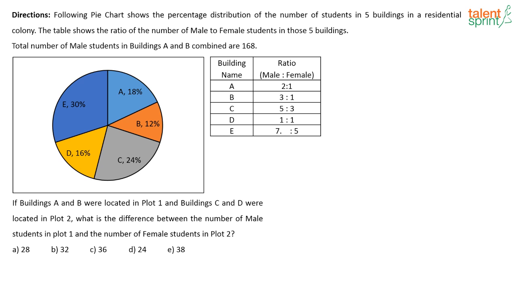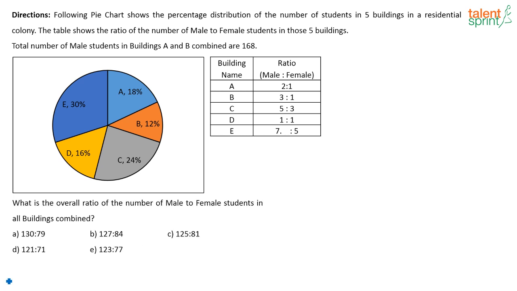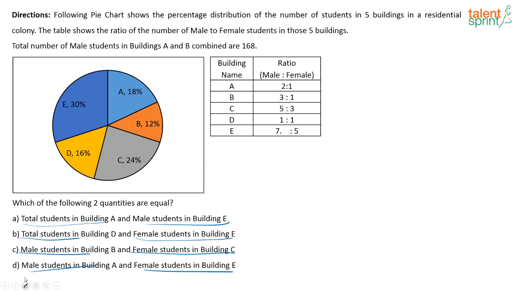Then, if buildings A and B were located in plot 1 and buildings C and D were located in plot 2, what is the difference between the number of male students in plot 1 and female students in plot 2? Basically, when I skim through the questions, what I understand is that I have to decode all this information. I have to find out how many males and females are staying in building A, how many males and females in building B, and so on, because all the questions are based on that. So I am going to find that information first, so that I can use it for all the subsequent questions.